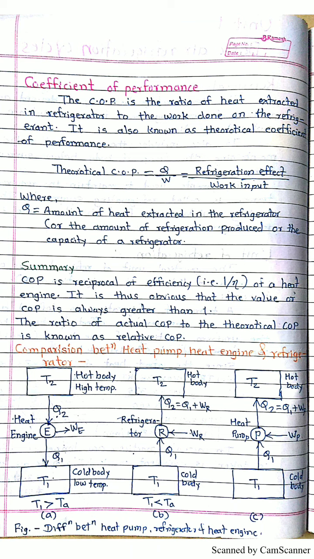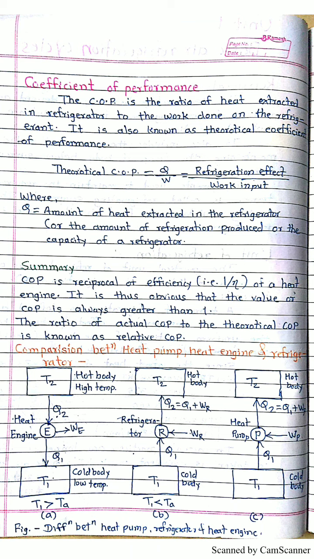Hope you have understood this point. The COP is always greater than 1. Why? Because it is the reciprocal of efficiency. So take the example of 1 upon 0.5. Suppose your efficiency is 50%.